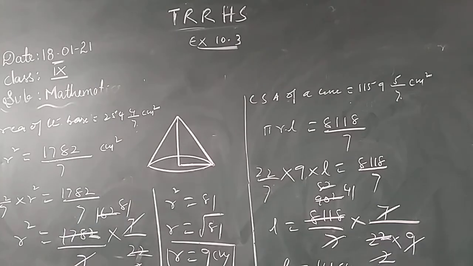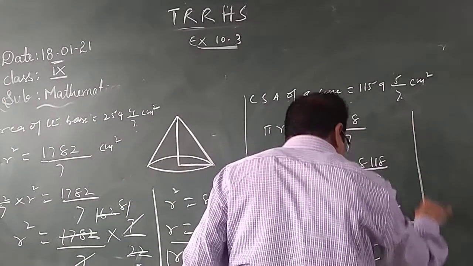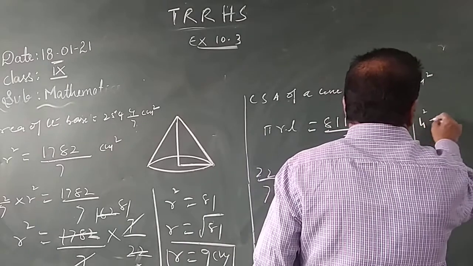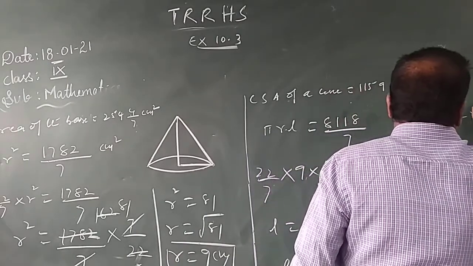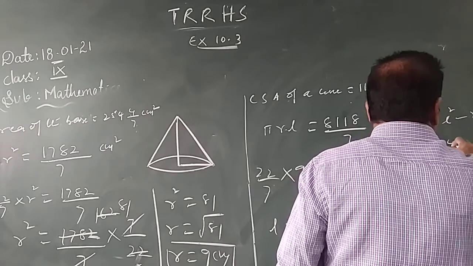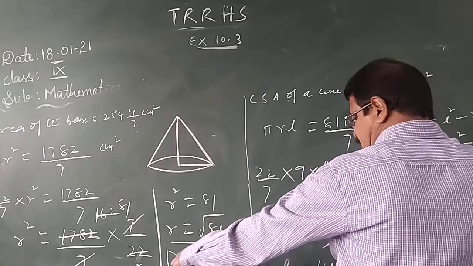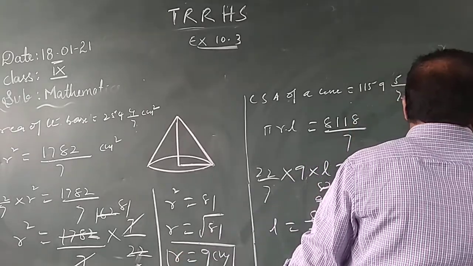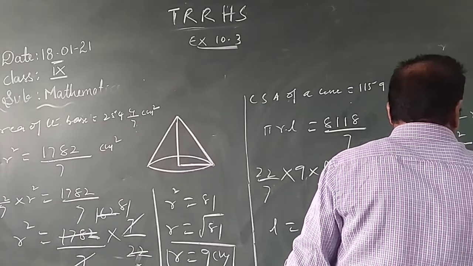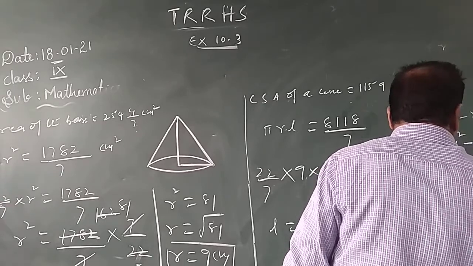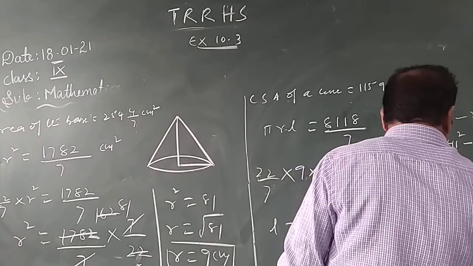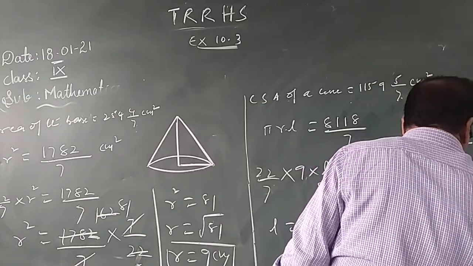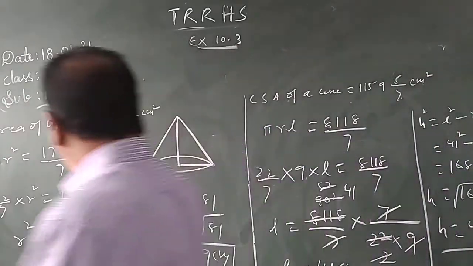So what they asked here is to find the volume. The volume of the cone is 1/3 pi r square h. We have r and l here, but h we don't know, so find h square. H square is equal to l square minus r square. L is 41 square minus r is 9 square. 41 square is 1681, minus 9 square 81, is 1600. So h is equal to the square root of 1600, which is 40 centimeters. So we got h. Now find the volume.